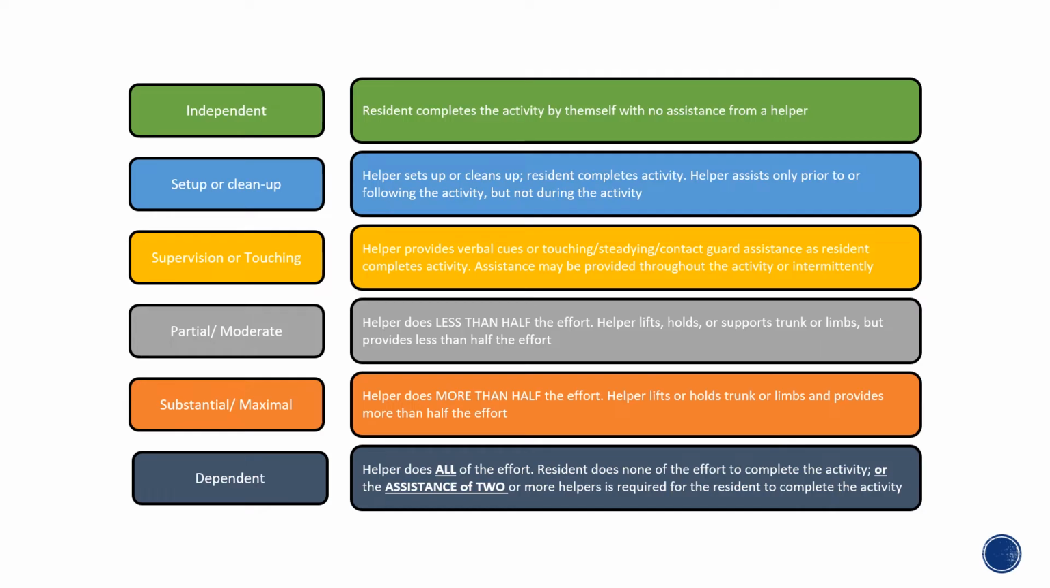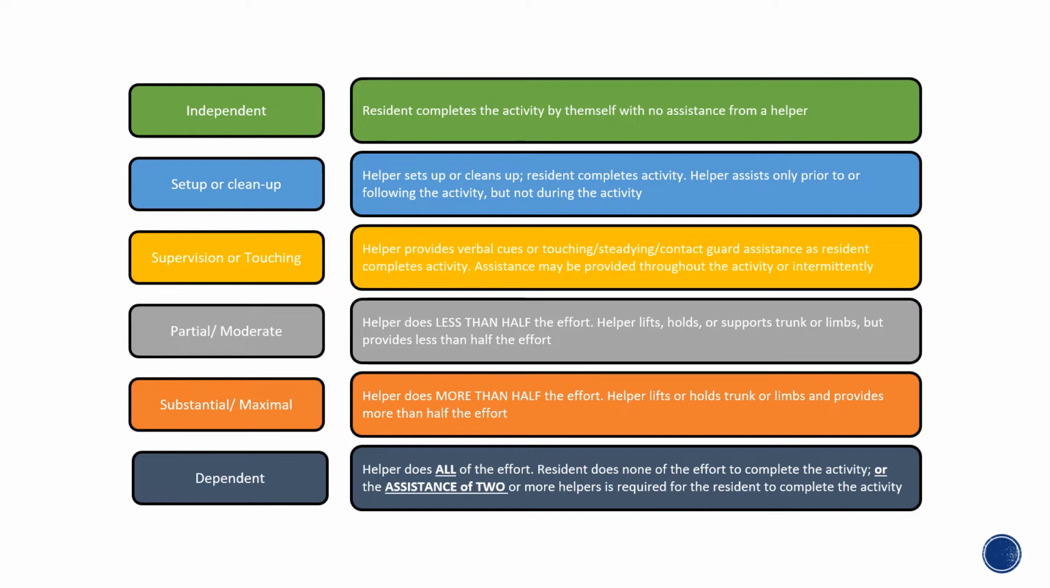Partial or moderate assistance. This is when a helper does less than half the effort. The effort from the helper includes lifting, holding, supporting the trunk or limbs, but the helper is providing less than half of the effort.